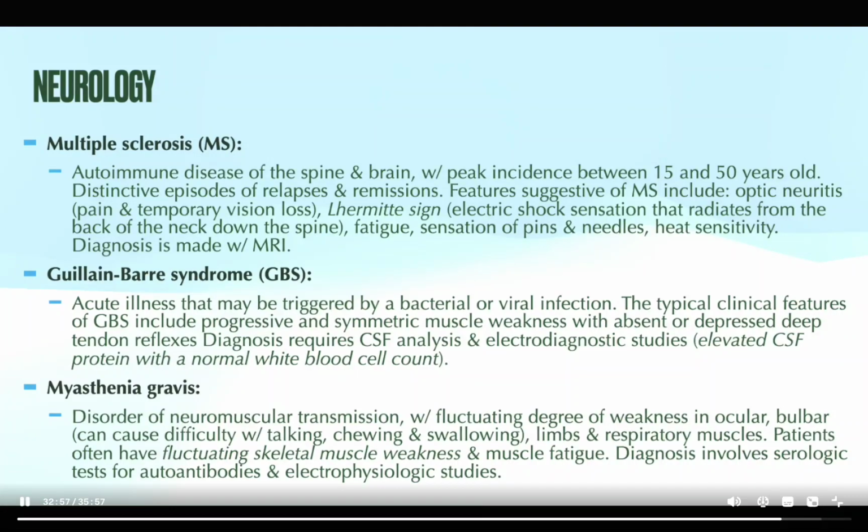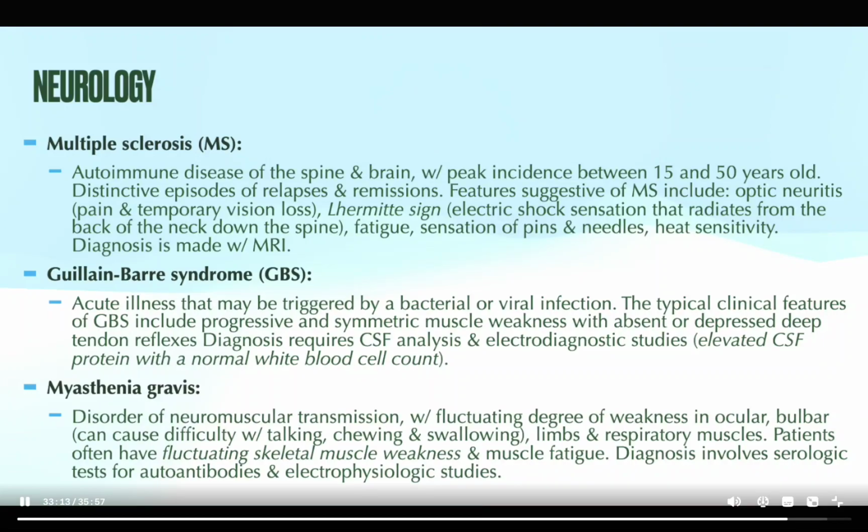All right, and then finally, myasthenia gravis. Myasthenia gravis is an autoimmune neuromuscular disorder characterized by fluctuating motor weakness. There are two clinical forms of myasthenia gravis: there's ocular and there's generalized.